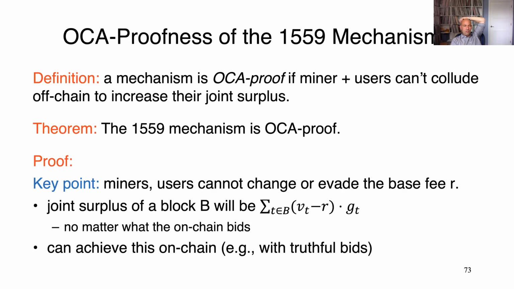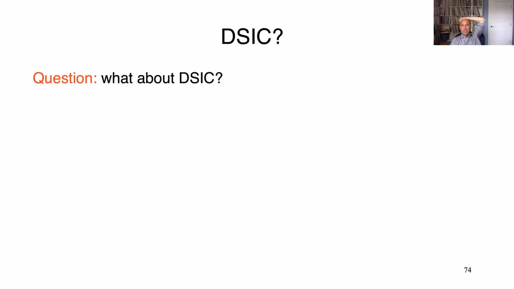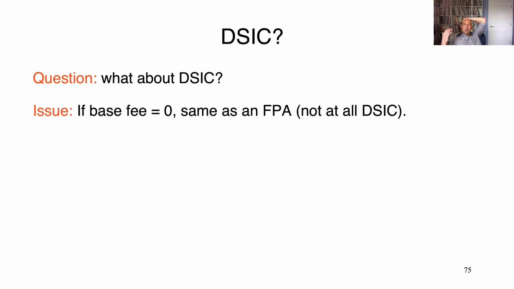But the whole point of 1559 is to do better, meaning to not be as hard to bid in as a first price auction, and instead have something like a truthfulness property like you'd have for a second price auction. Now, this mechanism obviously is not guaranteed to be a truthful mechanism. It's not guaranteed to be DSIC, because it includes as a special case, when the base fee is zero, a first price auction, which we know is not DSIC.